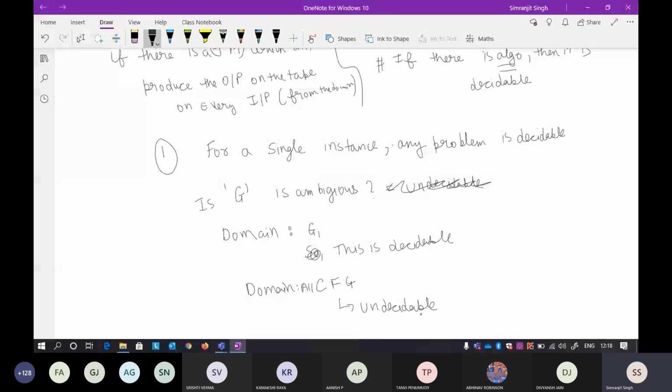So this is also a very important point: for a single instance, any problem is decidable. This is a classic undecidable problem, but for a single instance, where I'm asking only about G1, you can always design an algorithm. But if I increase the domain, it again becomes an undecidable problem.